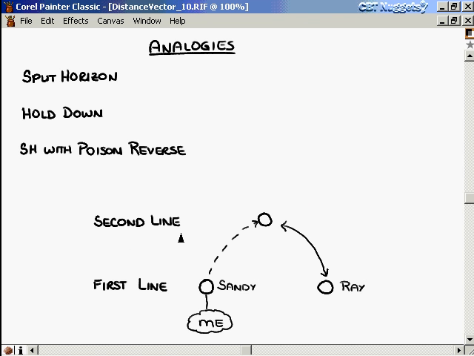All right, a quick overview of the diagram down here. This is me. I have a first line or first level supervisor. We're going to say that's Sandy. There's a second line above her. Now another first line for another department is Ray.